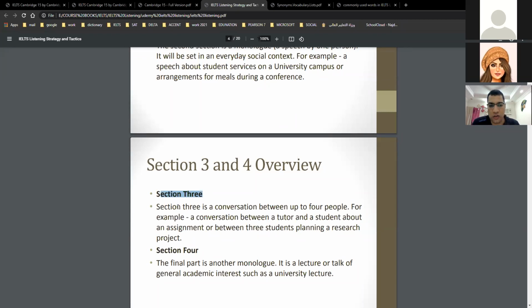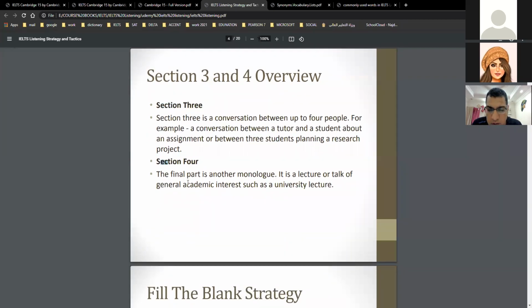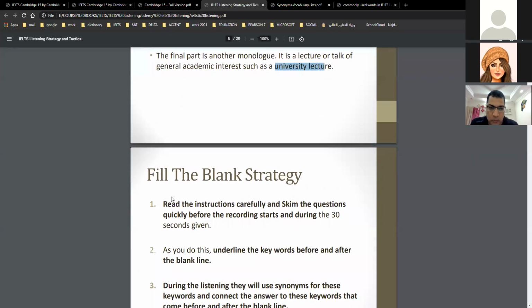Section 3 is a conversation between up to 4 speakers. For example, a conversation between a tutor and a student about an assignment or homework, or between 3 students planning a research project. Last one, section 4. The final part is another monologue, one speaker, a speech by one speaker. It's a lecture or a talk of general academic interest, such as a university lecture by a professor.